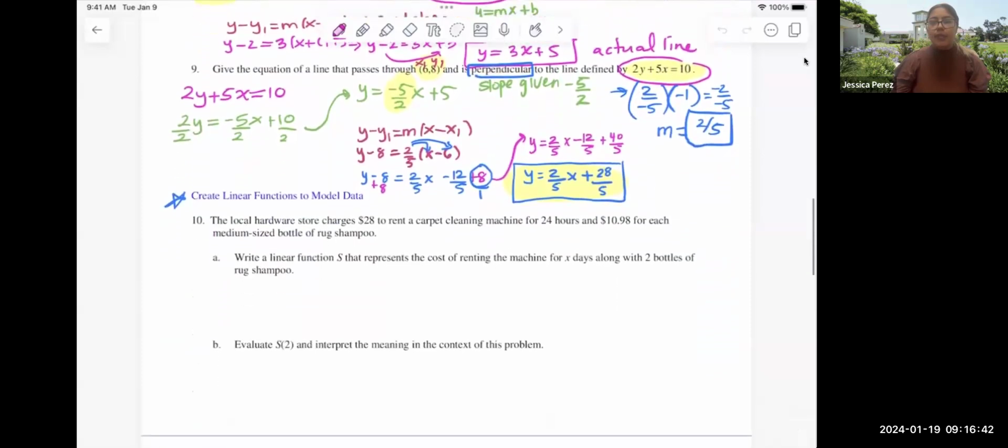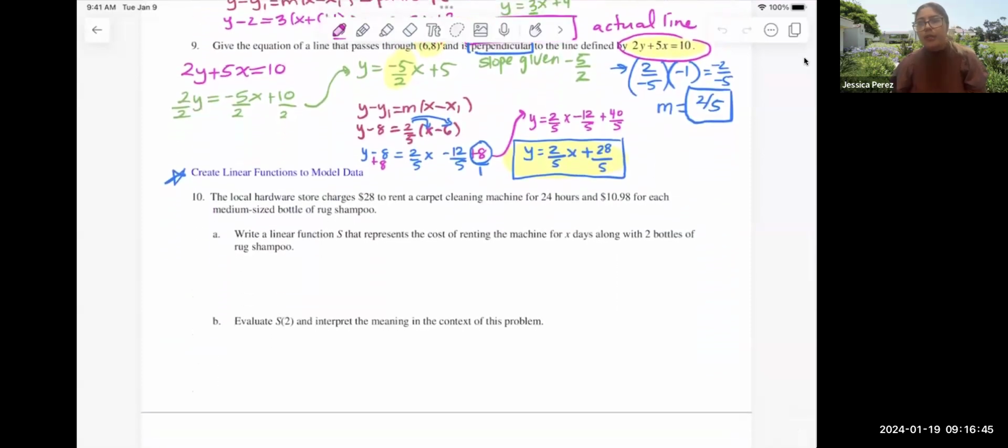Now, this section covers applications of linear functions. We are going to start working on applications, creating linear functions to model particular data. Let's start by reading the question. The local hardware store charges $28 to rent a carpet cleaning machine. Let's start highlighting the important information. The hardware store charges $28 to rent a carpet cleaning machine for 24 hours, so a daily basis. So per day, they're charging $28.